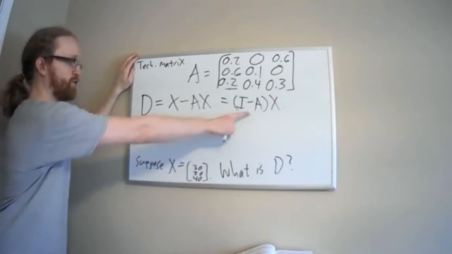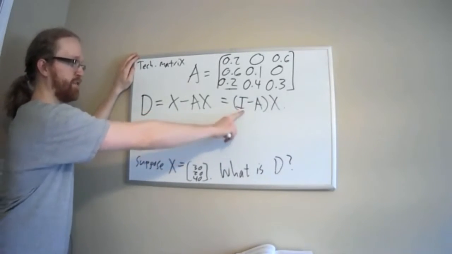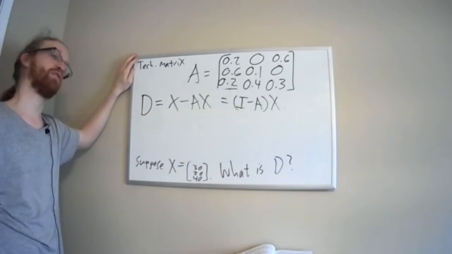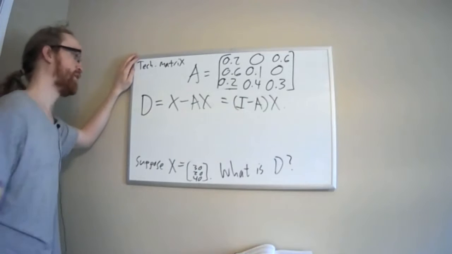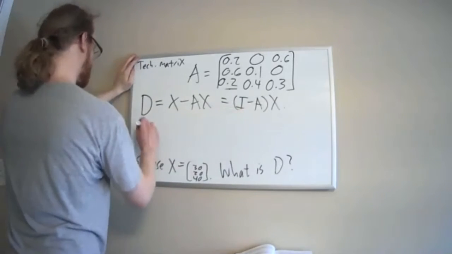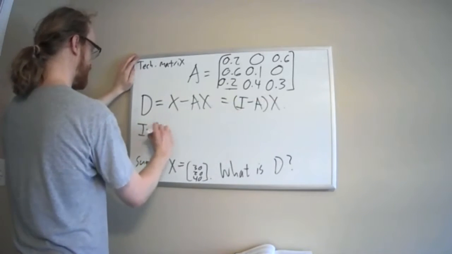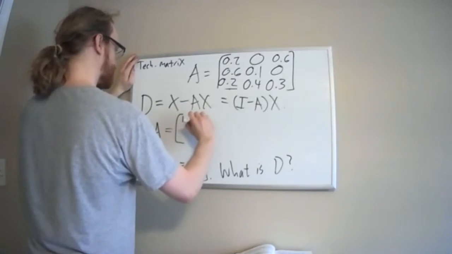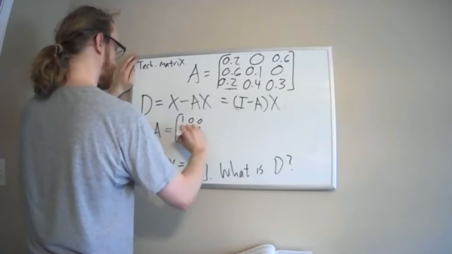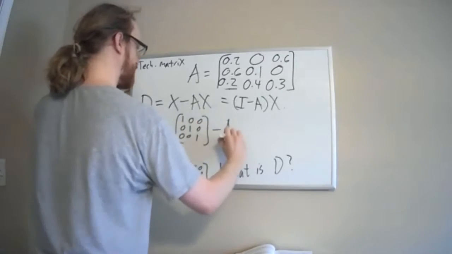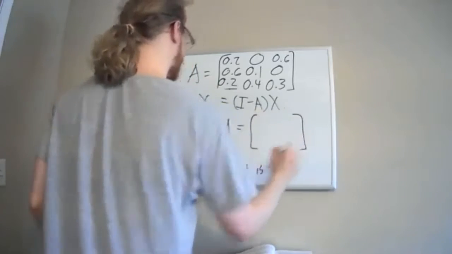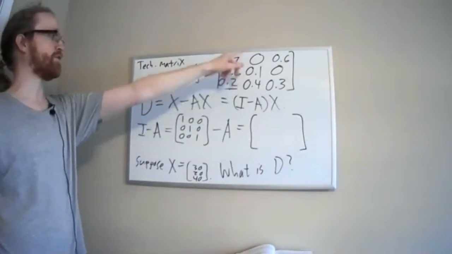I think I'm going to do it this way, just because it's helpful to get in the habit of doing this I minus a, because when I solve for x, I need to find I minus a inverse. So let's just practice doing this I minus a. We'll do it this way. So let's find I minus a. So that's this identity matrix minus a, which is this a here. So I just take this matrix and subtract this matrix.